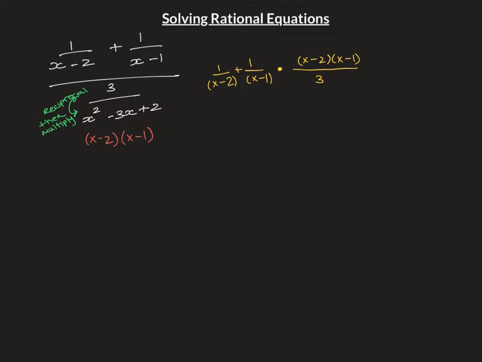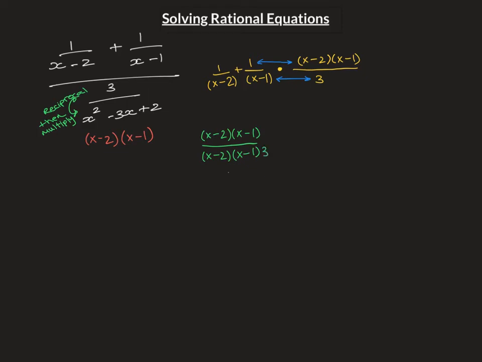Now, what we need to do next is just multiply across, because when you're multiplying, it's just straight across. So now let's set up our next equation. The next equation would be x minus 2 times x minus 1 over x minus 2 times x minus 1 times 3.